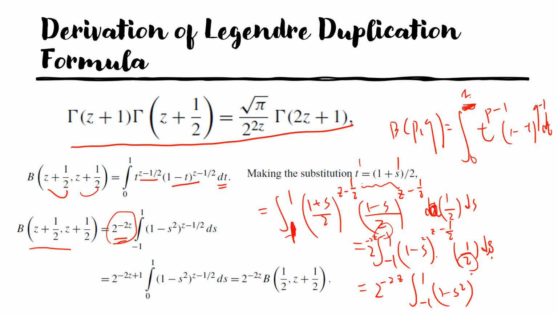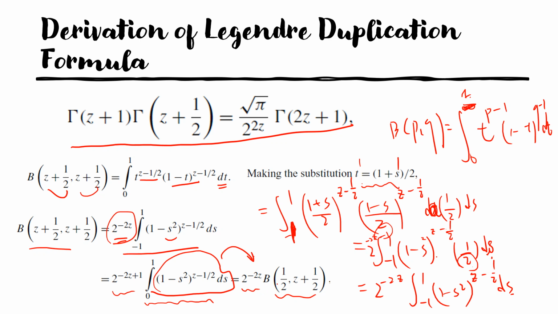Okay, so we get this, and this is the even function, right? So we can change it to 0 to 1 and times 2. So we get this. And finally, once we see this, this is basically B of half, z plus 1 over 2. The reason is that 1 over 2 here gives you this. Well, we finally check this step is correct.